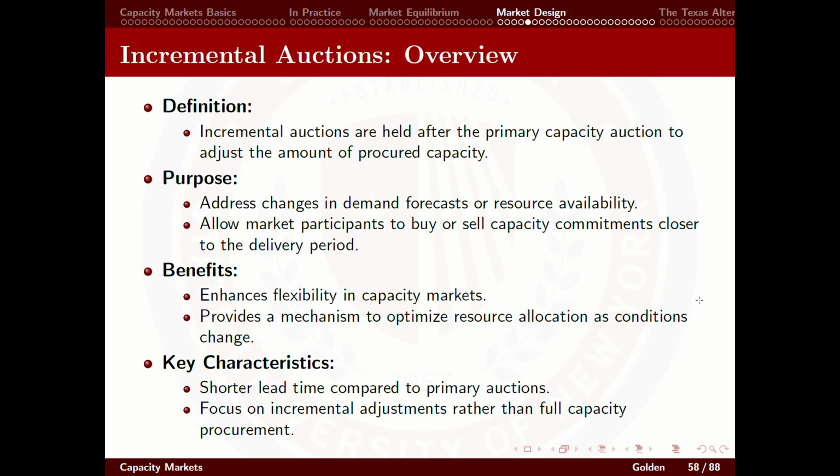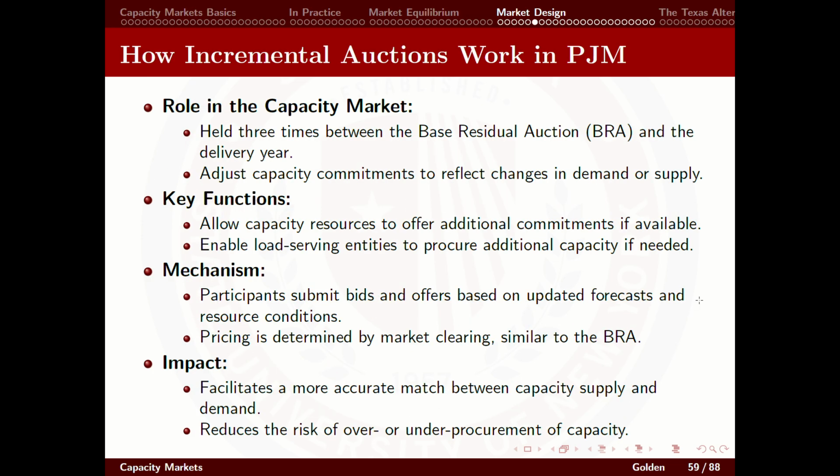Of course, there's a shorter lead time compared to primary auctions, and sometimes you are worried that participants will be abusing this process because there's a focus on incremental adjustments rather than full capacity procurement. And some people might bid into the capacity market and then bid out in the incremental auctions under the idea that they'll still get some of the payments.